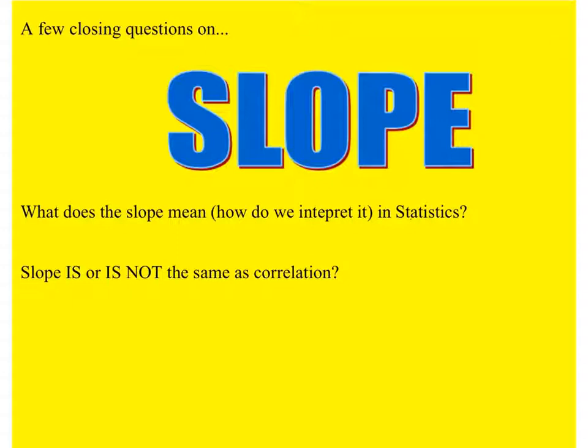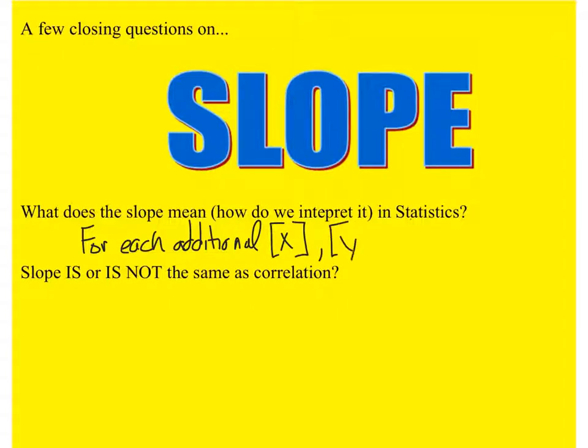So what does the slope mean, and how do we interpret it? Remember, we have a fill-in-the-blank kind of definition: for each additional explanatory variable, x, the y, or response variable, is predicted to, and then we put in the number for the slope. So for every additional explanatory unit, what is the response predicted to do?